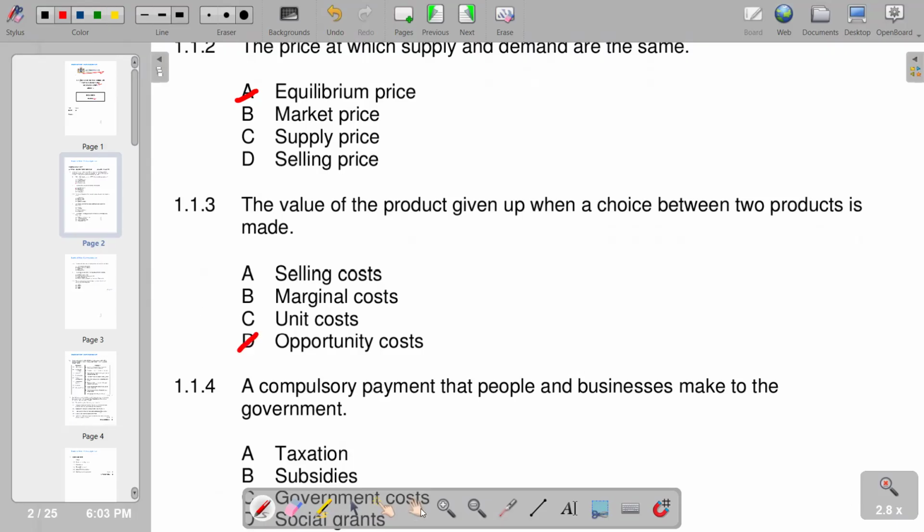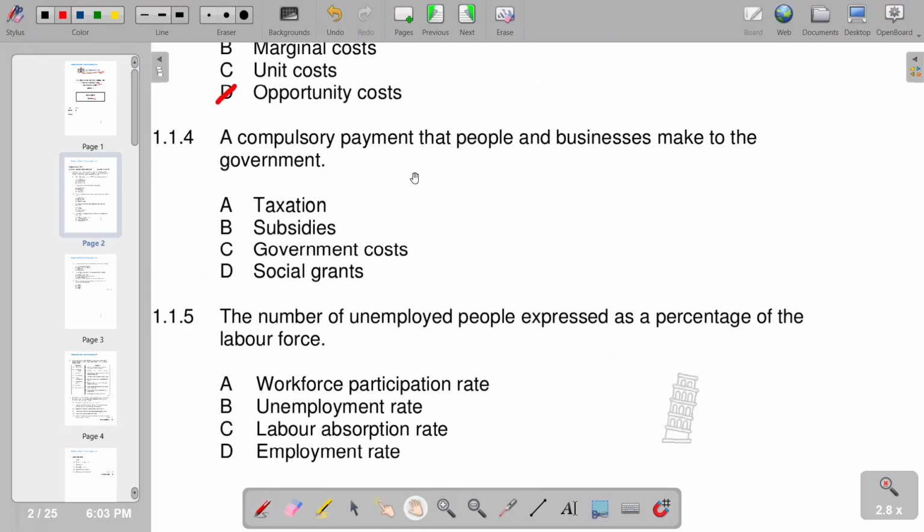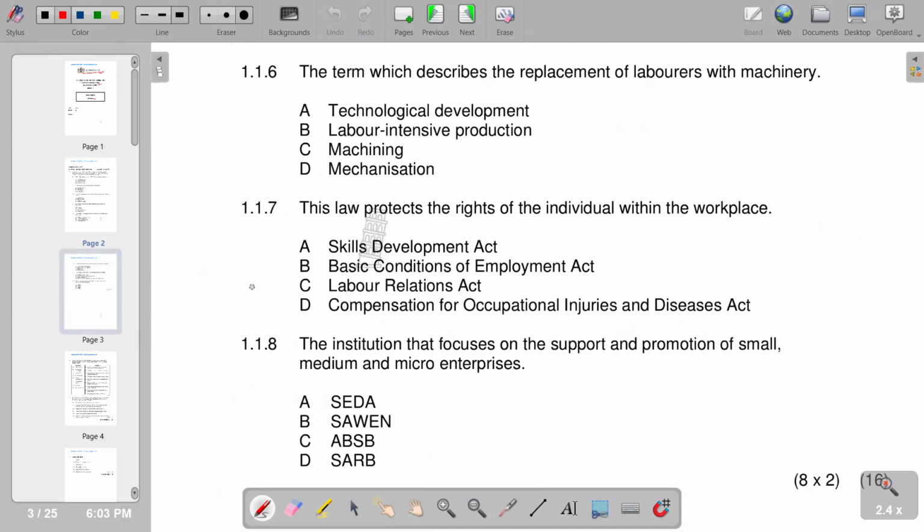Then we move on to the next part, which is going to be 1.1.4, whereby we are saying a compulsory payment that people and businesses make to the government is taxation. The number of unemployed people expressed as a percentage of the labor force is the unemployment rate. So we have B. We move on to the next part, whereby we have number 6. The term which describes the replacement of laborers with machinery is mechanization. So we have a D.